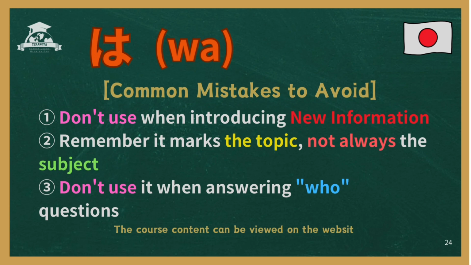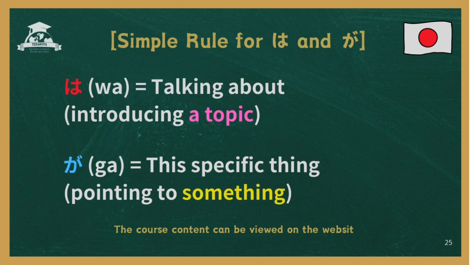Don't use it when introducing new information. Remember, it marks the topic, not always the subject. Don't use it when answering full questions. The difference between wa and ga is difficult for Japanese learners. And there is a simple rule for wa and ga: wa is introducing the topic and ga is pointing to something.